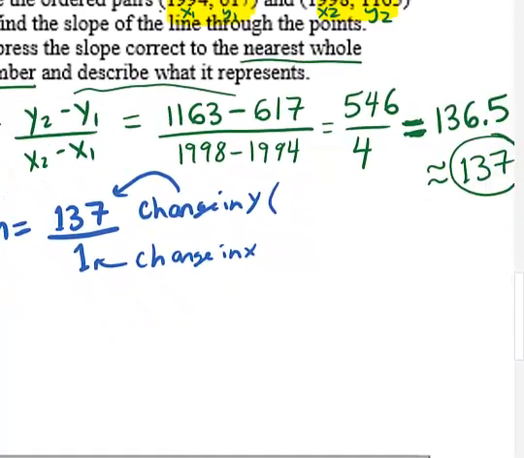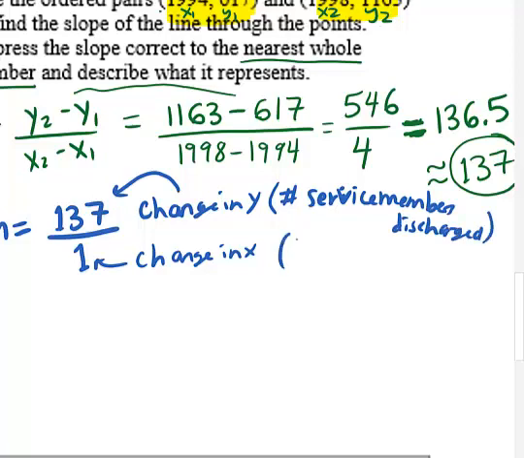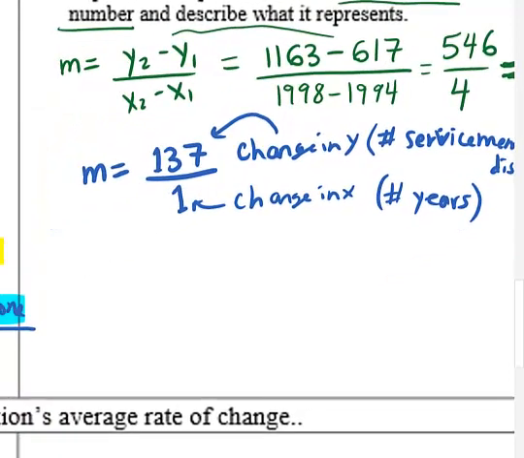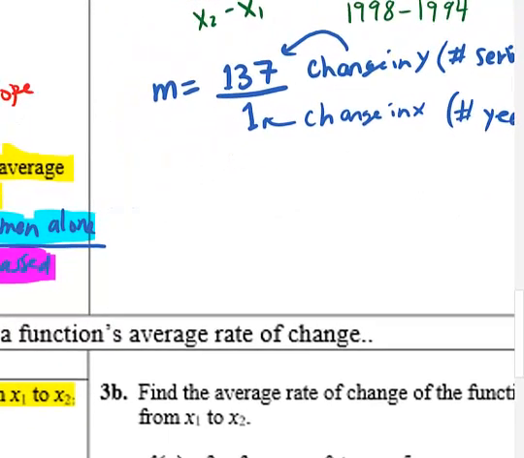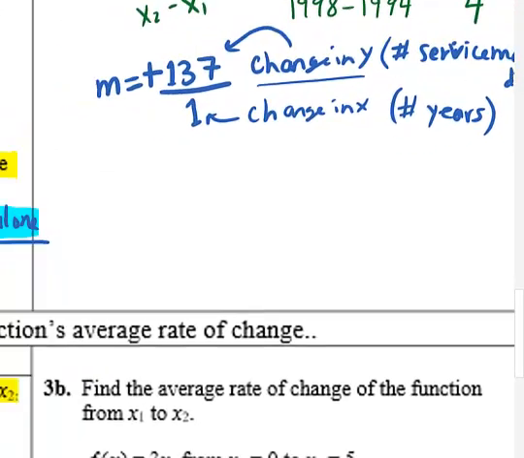Okay. Number of service members discharged. And you don't have to write this out. This could be all in your head. And then the x was the year. Yeah, the year. Alright, and then this seems like a small thing, but it actually becomes a big thing. This is a positive slope, so that means something's increasing. And whatever is increasing is the y value. The change in y was the number of service members.